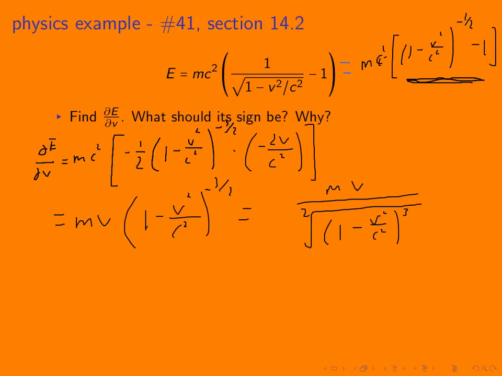So finally, let's think about the sign. So again, as the velocity increases, I think you would expect the energy of the body to increase. And algebraically, in fact, this one is even easier than the last one. Remember, v squared over c squared is a number less than 1. So this term is 1 minus a number less than 1, so it's positive. So in fact, everything in sight is positive. So this partial derivative is also positive.